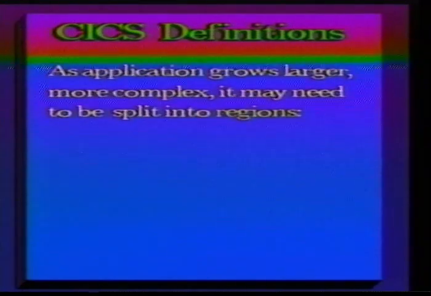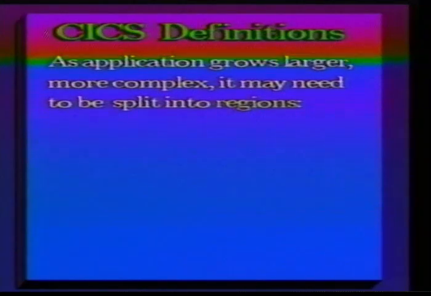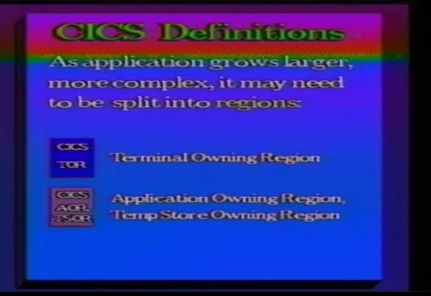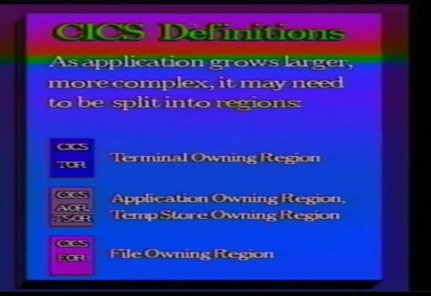As an application grows larger and more complex, it may be necessary to separate the functions into what CICS calls regions. For example, the application could be split into a Terminal Owning Region, or TOR, an Application Owning Region, or AOR. Usually the AOR also provides the temporary storage function, and a File Owning Region, or FOR. Different combinations of regions are supported by CICS, and the structure of these regions depends on the customer requirements.